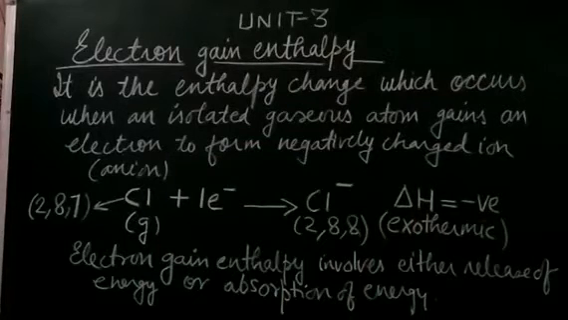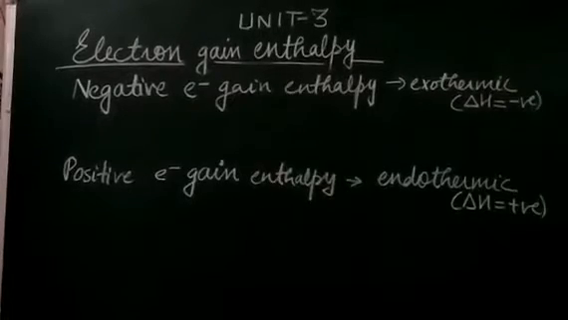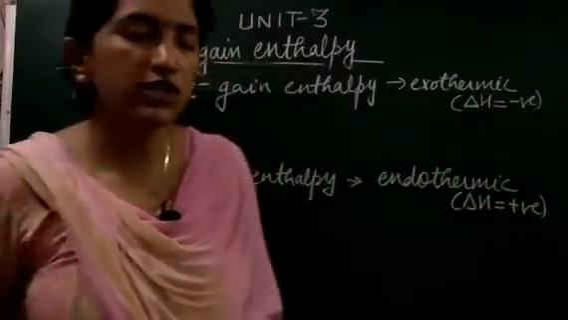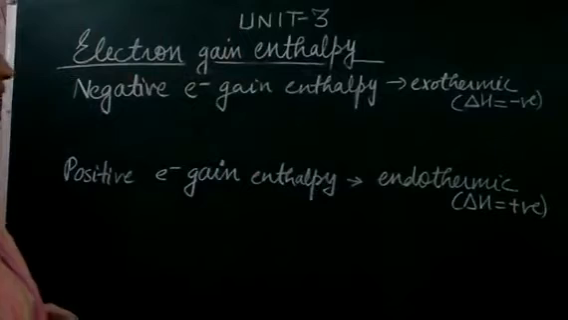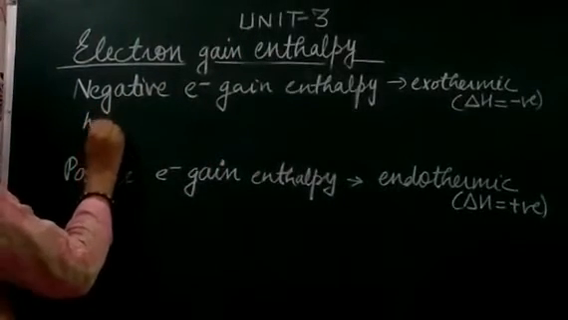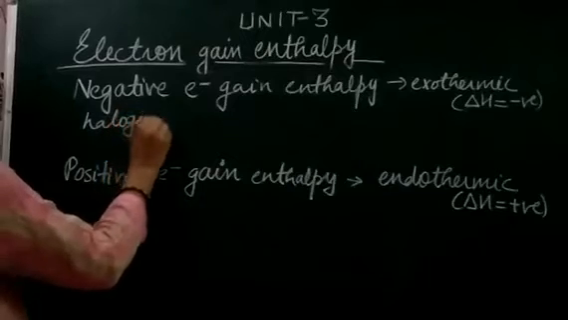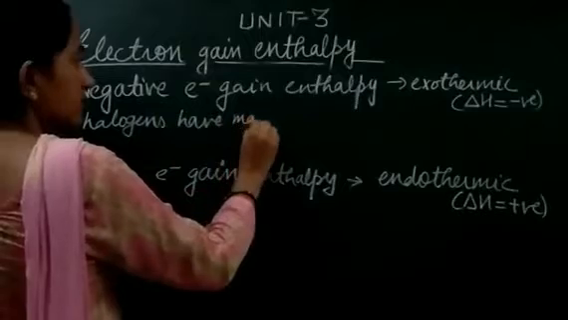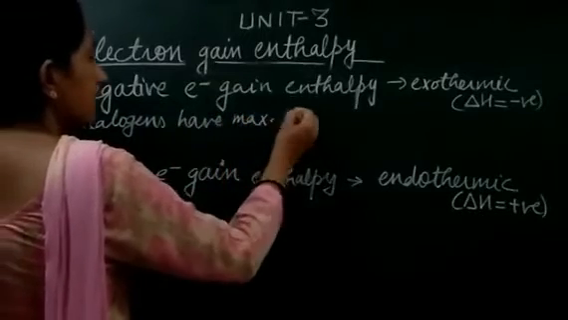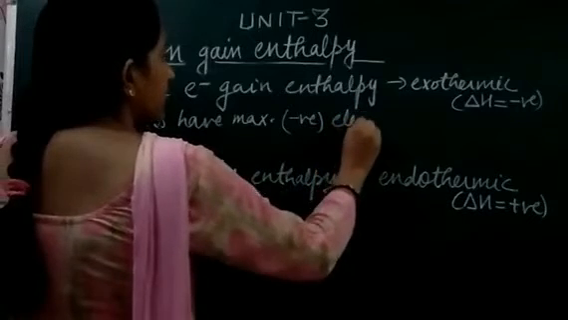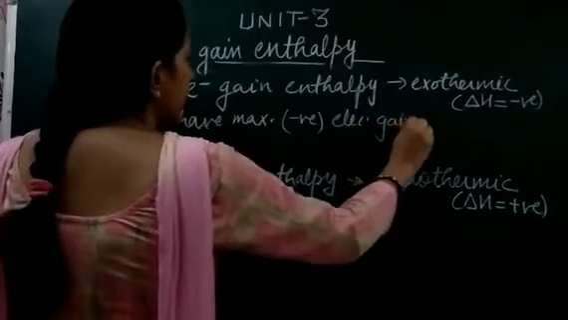Now we will have an example where we have positive electron gain enthalpy. Students, we have gone through the negative electron gain enthalpy. So the halogens have got the negative electron gain enthalpy. We can say that the halogens have maximum negative electron gain enthalpy, right?